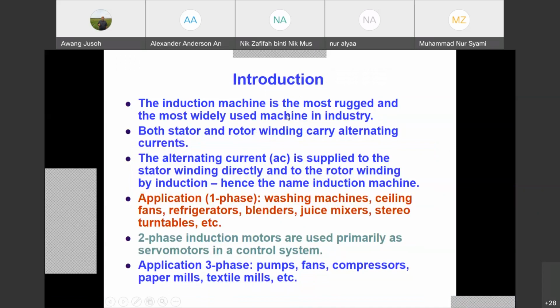For this machine, both the stator and rotor windings carry alternating current, AC current. The alternating current is supplied to the stator winding directly. So we supply IA, IB, IC to the stator winding directly, from the main, from the TNB utility, and to the rotor winding by induction. There is no direct connection to the rotor winding, not like a DC motor.